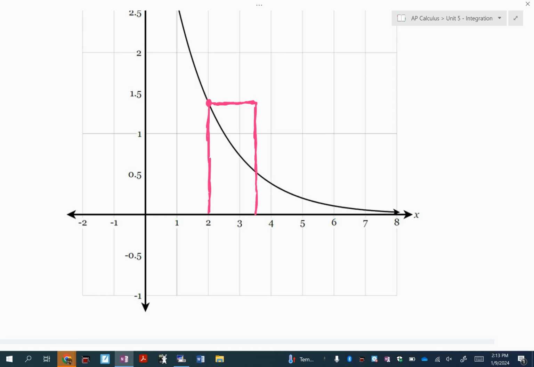So which number is on the left? Is it 3.5 or 5? 3.5. So I go to 3.5. Here's that dot. Right? That is my left endpoint for that interval. And I draw the next rectangle.